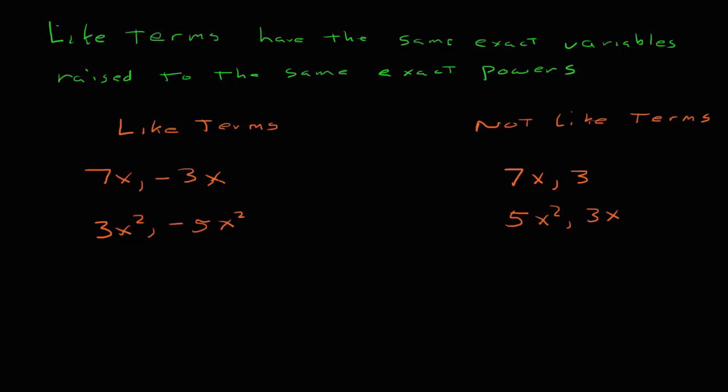We can have like terms that are 7 and negative 9. Those are like terms. They have the same exact variable, none, raised to the same exact power. 7 and 3x squared, not like terms.